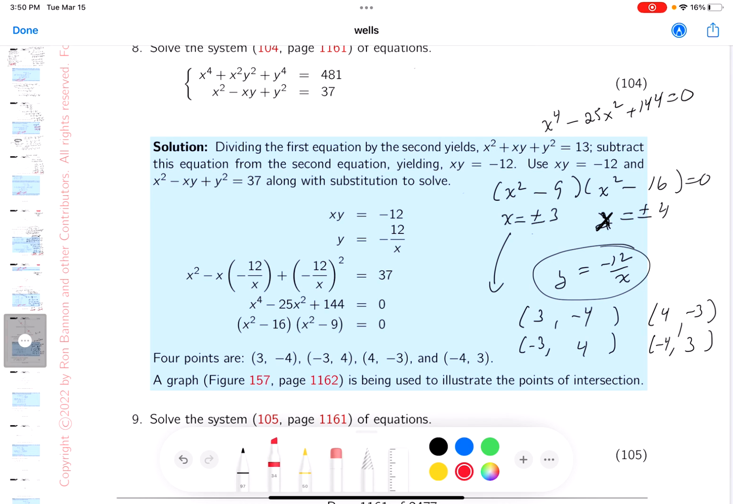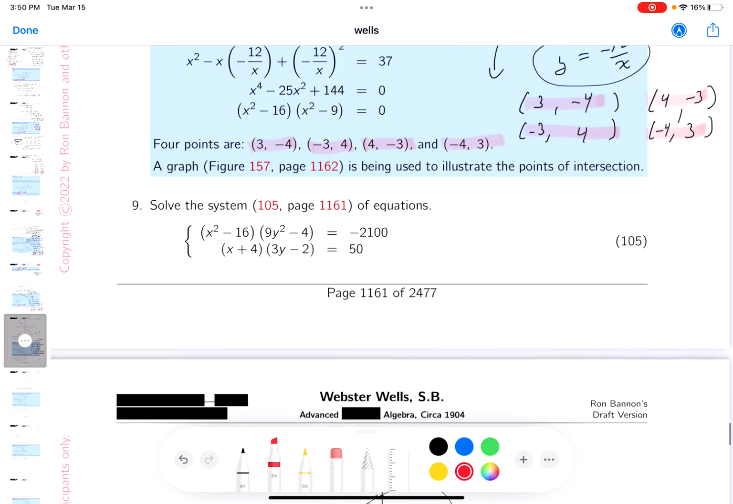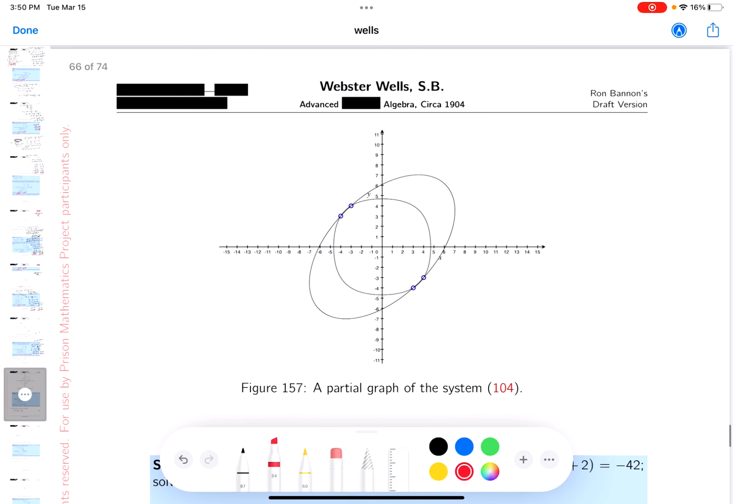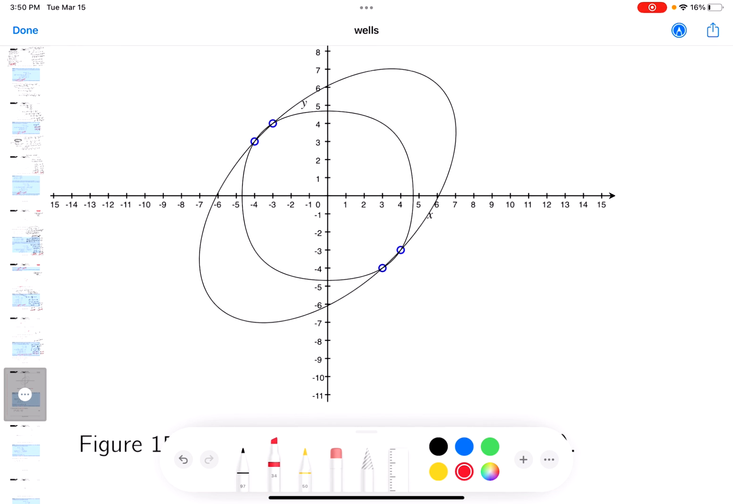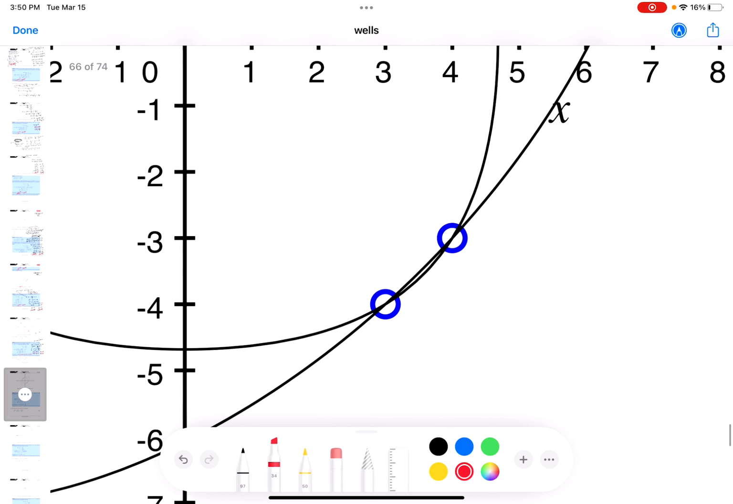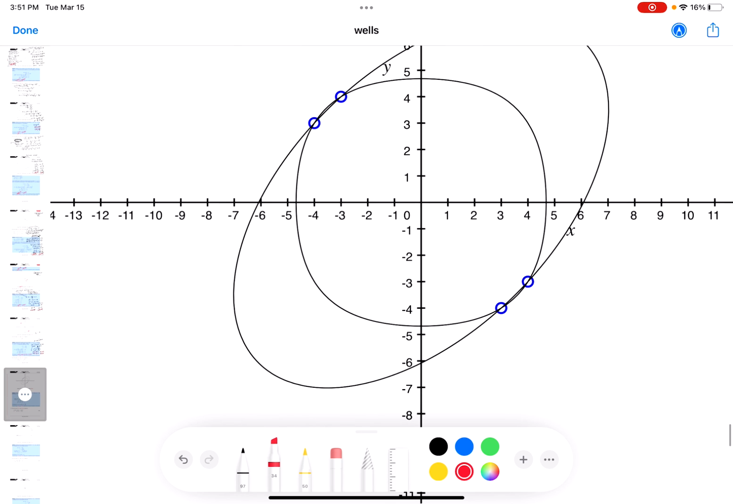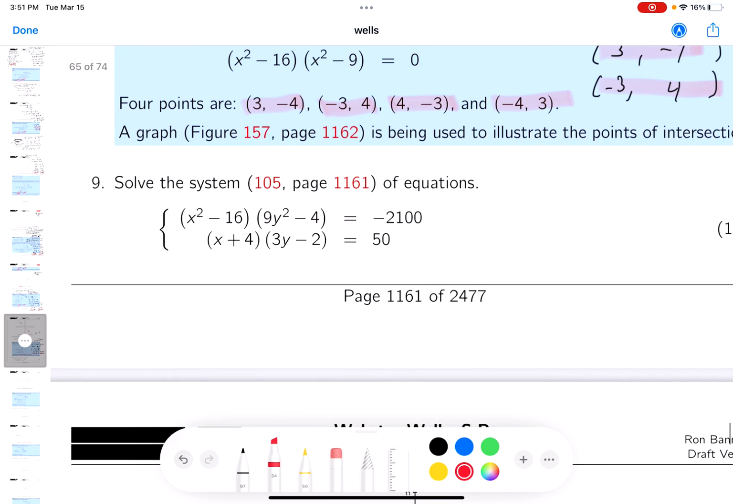Let's look at our points: (3, minus 4), (minus 3, 4), (4, minus 3), (minus 4, 3). Let's look at the picture, and these are not easy pictures to do, but let's look at figure 157. And I do see the 4 points of intersection. By the way, if you have the electronic document, you can zoom into those things to get a better idea what they are and to see there is separation there. All right? And I'm getting the points I said I should get, and that's a good thing.